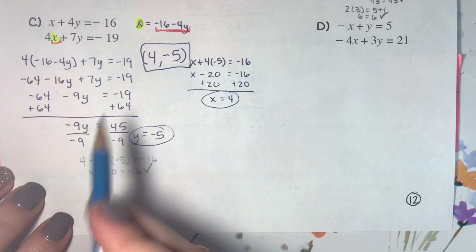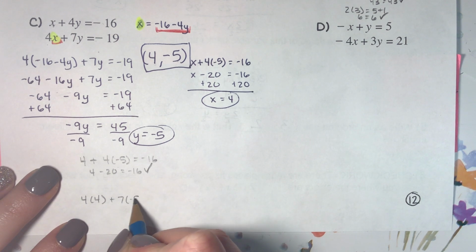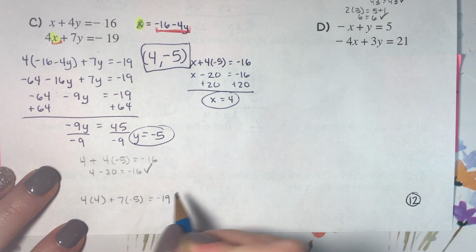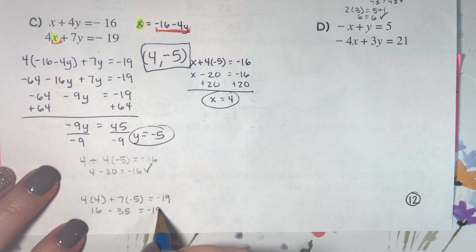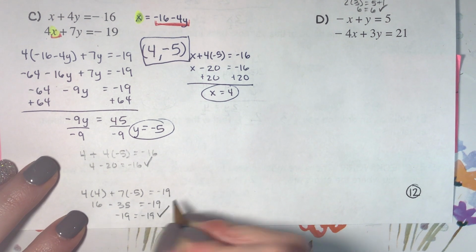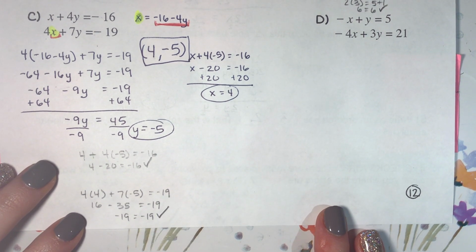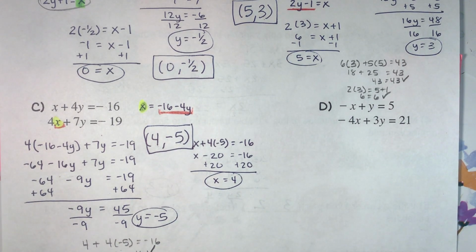Then here, I have 4 times 4 plus 7 times negative 5. 16 minus 35 is equal to negative 19. That one works out. Negative 19 is equal to negative 19. Cool. We have one more example to do, and then we are done with today's notes.